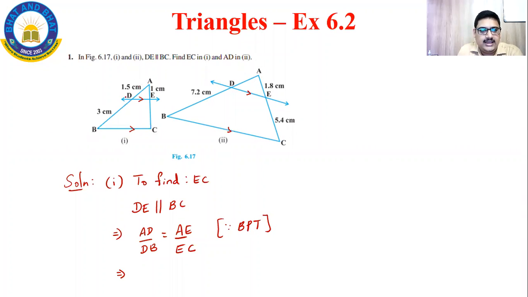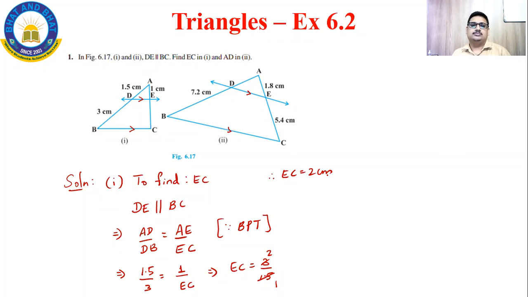Now I will make the substitutions. AD is given to us as 1.5 centimeter, divided by DB, which is 3 centimeter, is equal to AE, given as 1 centimeter, divided by EC, which we have to find out. So I will do the rearranging. EC will be equal to 3 divided by 1.5, which is 2. Therefore, EC is equal to 2 centimeter. Yes, students, is this clear?